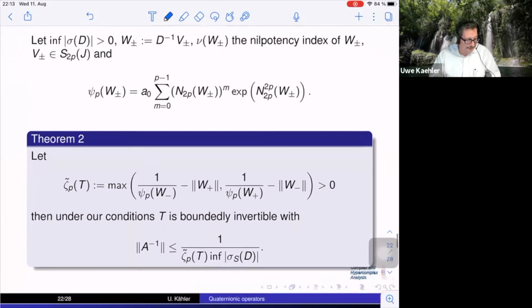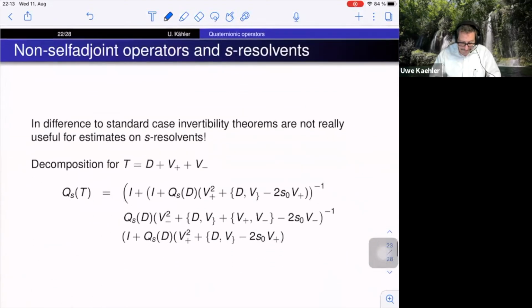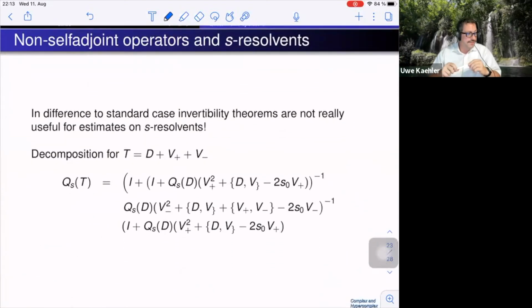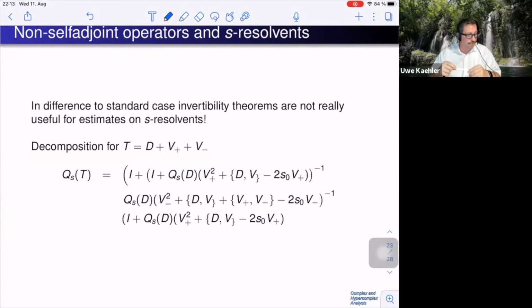And now comes again the problem with the resolvents, that in our case, these invertibility rules are not really useful for estimating the resolvent. We have to make a decomposition, and the decomposition which we have to use is basically what I wrote here. It looks a little bit more complicated, and actually, I just saw that I have a problem here. This is basically this part.